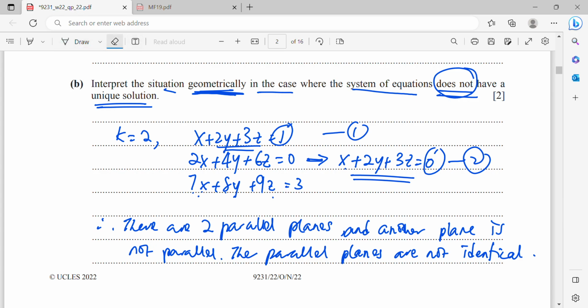So we just need to replace the k value and then try to simplify. All right, so that is for question 1. Now, let's move on to question 2.